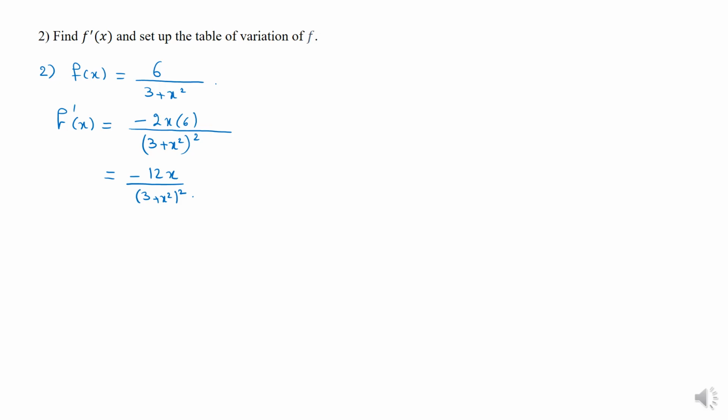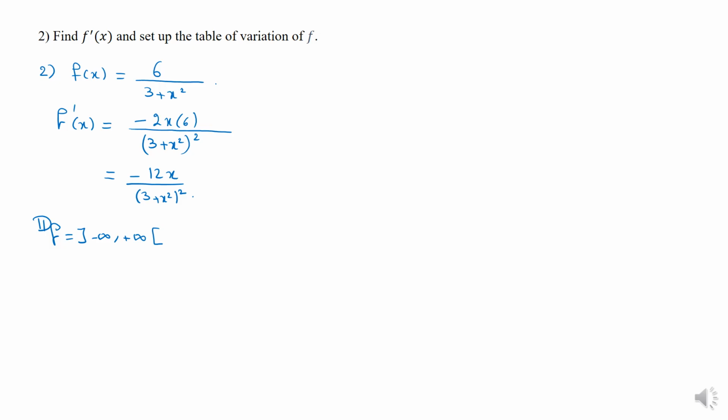Now to set up the table of variation of f, you need first to find the domain of f. Look at f. It is 6 over 3 plus x power 2. Its denominator is positive, 3 positive, x squared positive. So 3 plus x squared is always positive. It is never 0. The domain of definition is R.